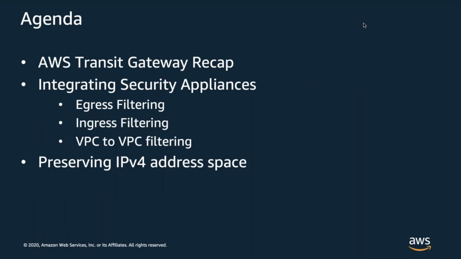So today we'll do a bit of a recap of what the Transit Gateway actually is, some of its capabilities, and then we'll dive into those more advanced architectures like integrating security appliances with your Transit Gateway, maybe centralizing your egress filtering, ingress filtering, or even using the Transit Gateway for implementing security appliances to filter your VPC to VPC traffic. And finally, I want to cover some architectures that can help you preserve IPv4 address space.